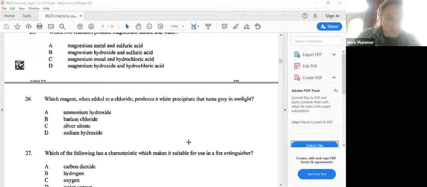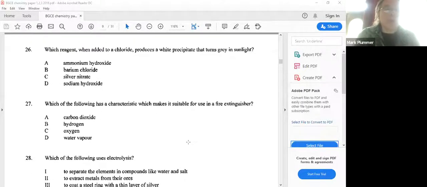Number 27. Which of the following has a characteristic which makes it suitable for use in a fire extinguisher? Well, there's 2 of those you don't want anywhere near a fire. Which of the 2 are combustible gases in there? The answer is B and C. Okay, so you don't want those anywhere near a fire.